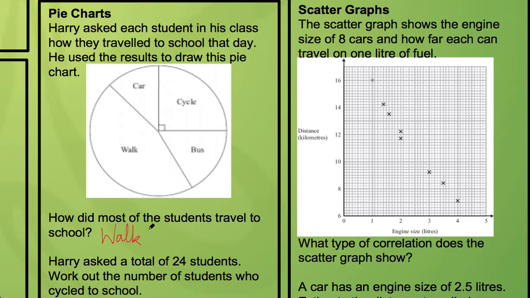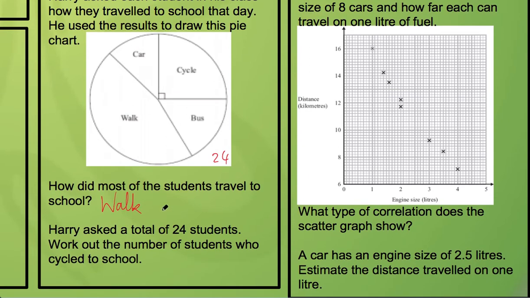Harry asked a total of 24 students, and that's in total of the pie chart. Work out the number of students who cycled to school. Well, we can see because it's 90 degrees, that is a quarter of the circle. So it's 1/4 of 24, or 1/4 times 24. The answer is 6 students who cycled to school.